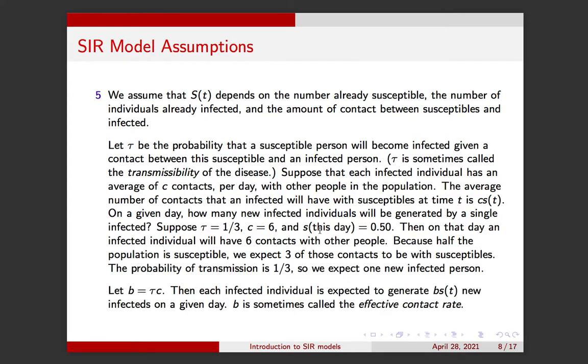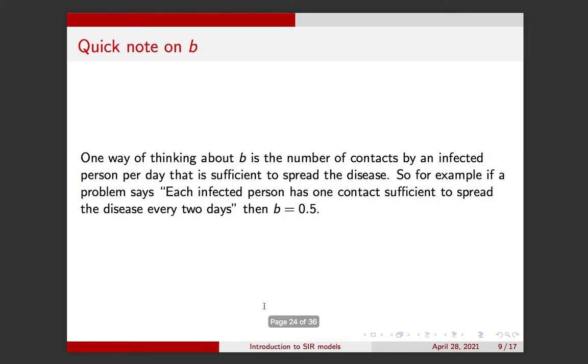Now in the model, we're going to just multiply tau by C to get this number called B, which is called the effectiveness rate. So each individual infected person would generate B times S of T new infecteds per day. So that's tau times C times S, which gave 1 new person. You basically just roll tau and C into this B, and this B is what we'll plug into our model.